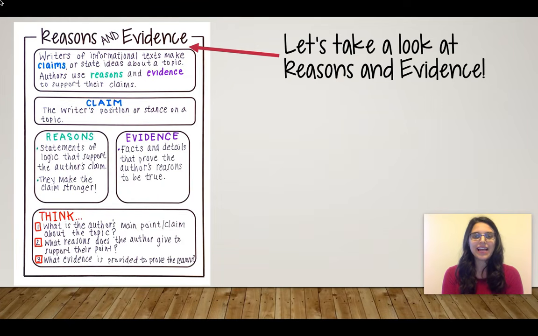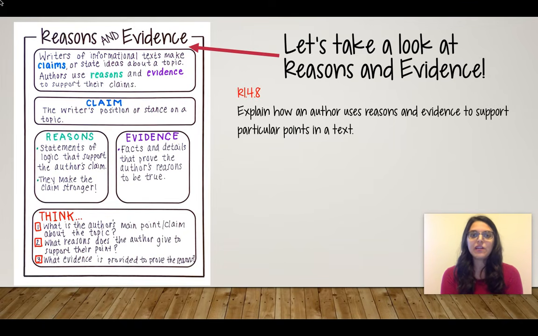When we're looking at this topic, we're going to focus in on standard RI 4.8, which states: explain how an author uses reasons and evidence to support particular points in a text. So we're looking at an informational standard because we know that in informational text, the author makes points, and they do that by having reasons and evidence to support those points.